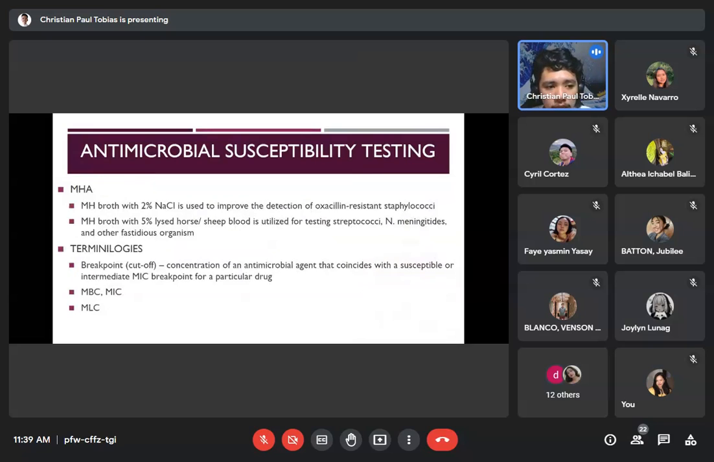Okay? So, Mueller-Hinton broth with 2% sodium chloride is used to improve the detection of oxacillin-resistant staphylococci. Your MH broth with 5% lysed horse or sheep blood, ito yung ginagamit for testing streptococci, Neisseria meningitidis, and other fastidious organisms. And we also have your terminologies. So when we say breakpoint or cutoff, this is the concentration of an antimicrobial agent that coincides with the susceptible or intermediate MIC breakpoint for a particular drug. Your MBC, MIC, and MLC.